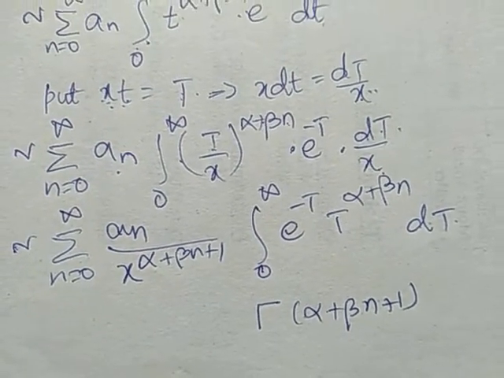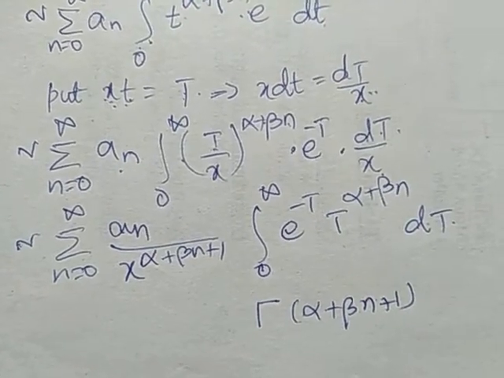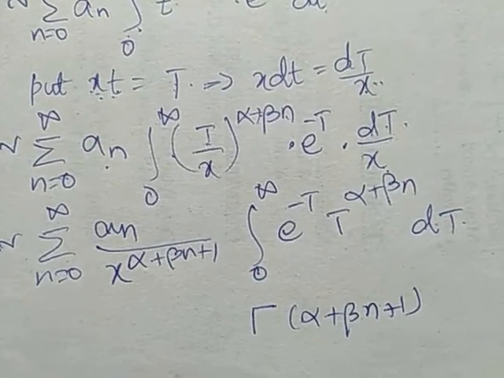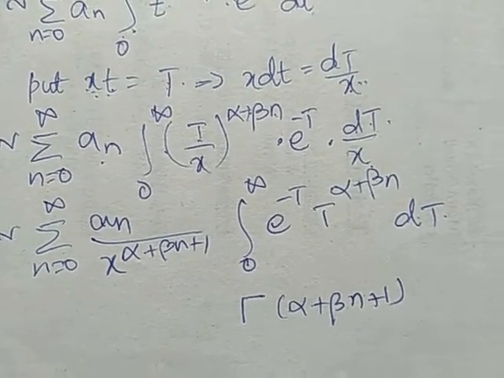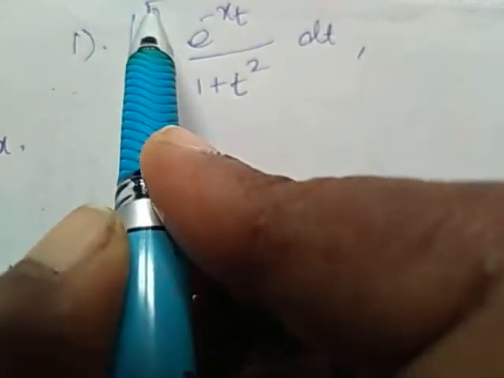Now we will see some integrals and we are going to find the asymptotic expansion for them using Watson's lemma. So the very first problem I am considering here is the integral from 0 to 5 of e power minus x t divided by 1 plus t square dt as x tends to infinity. This is our first problem. a is 0, b is 5 here.